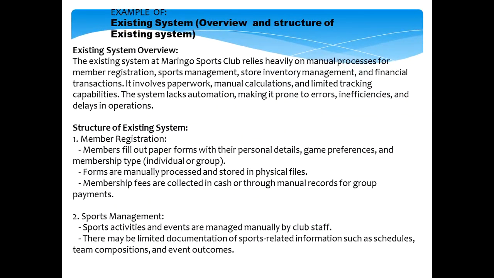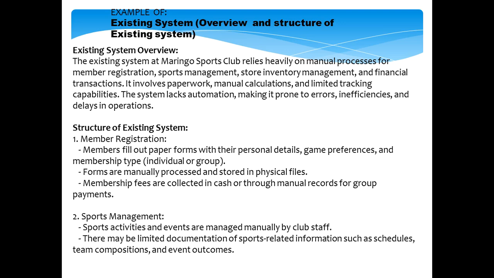Then an example of an existing system overview and structure. So, existing system overview. The existing system at Maringo, remember we are using the 2023 KCSE project as our case study. So here, how was it supposed to be done? That is the existing system overview. The existing system at Maringo Sports Club relies heavily on manual processes for member registration, sport management, store inventory management, and financial transactions. It involves paperwork, manual calculations, and limited tracking capabilities. The system lacks automation, making it prone to errors, inefficiencies, and delays in operation.